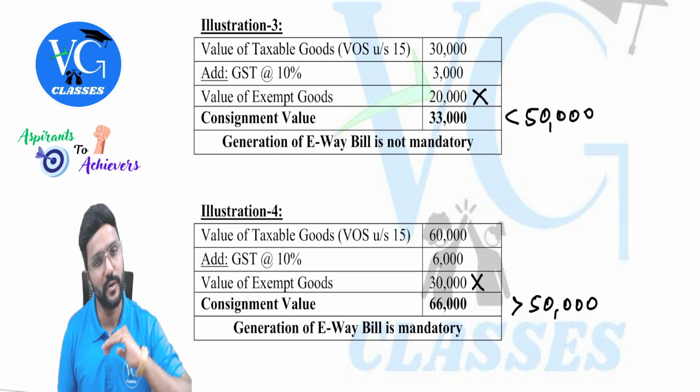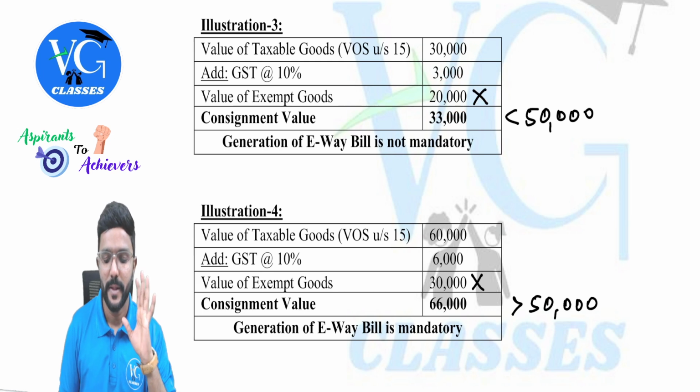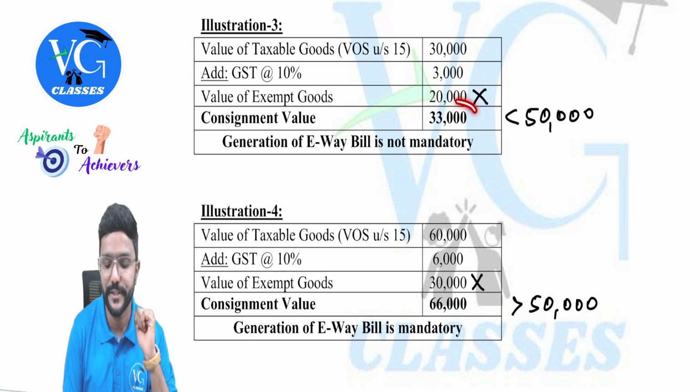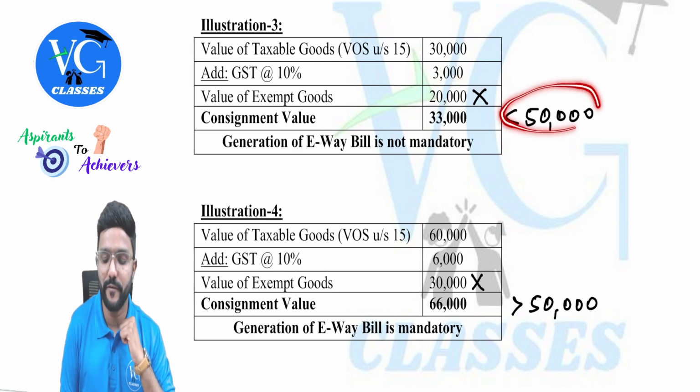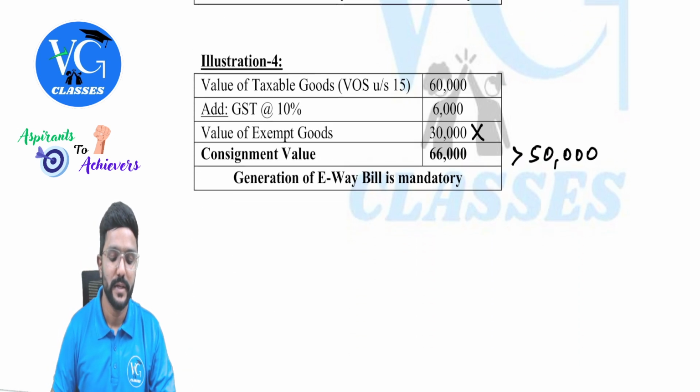Okay, both the goods are going in the same vehicle, so they are supplied together. 20,000 value of exempt supply. Yes, sir. What is consignment value? It will not include the exempt supply of goods, guys. So consignment value is only 33,000. That is 30 plus 3. It is less than 50,000. So e-way bill is not mandatory. Okay. Then the last one.